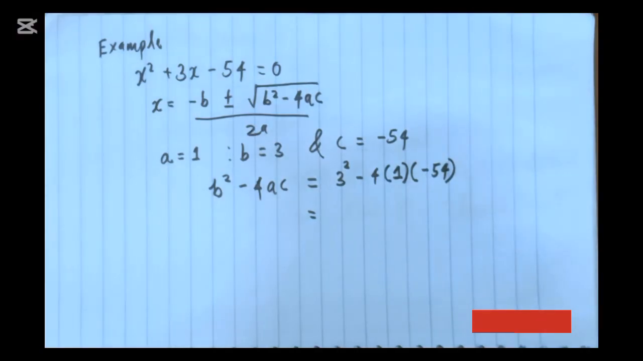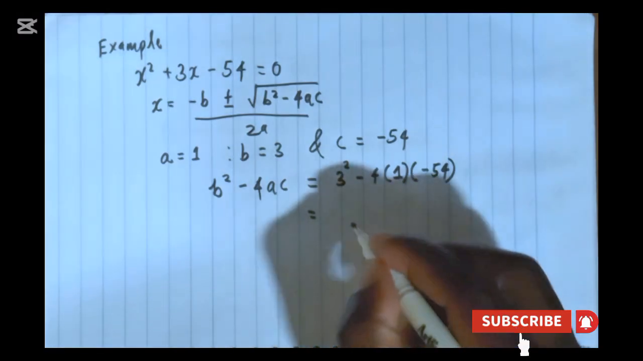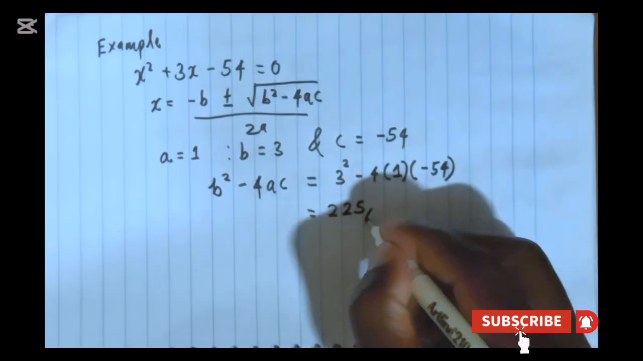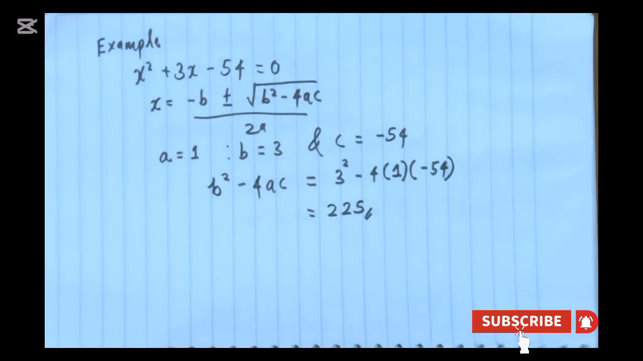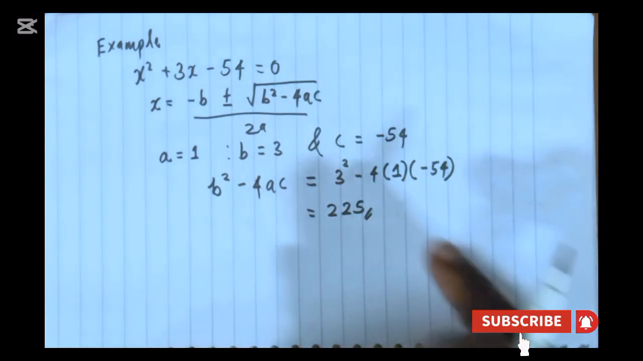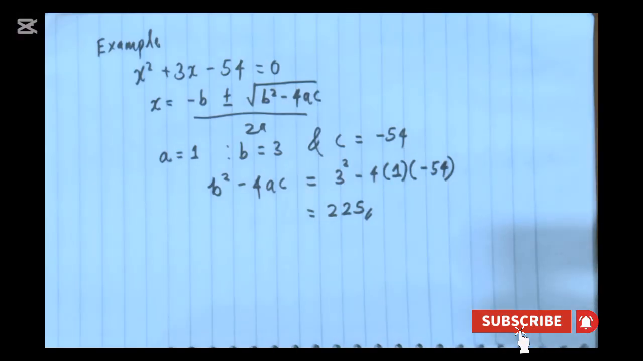All right, so quickly in your calculator, you find that the value of this discriminant, 9 minus 4 into 1 into negative 54, will be 225. So we have found and established that this particular discriminant is of a value that is greater than 0. So we expect that our roots will be real and distinct.